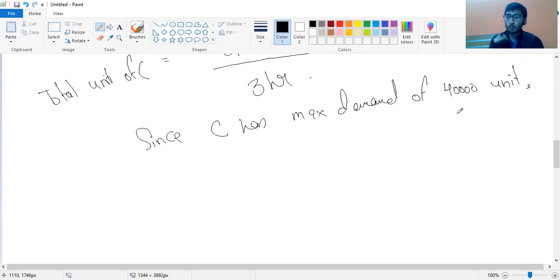Suppose I know that we are having bottleneck resources and we are getting maximum contribution out of C, but C can be sold maximum 40,000 units in the market. So why will we make 1 lakh units of C? We can maximum make 40,000 units of C.